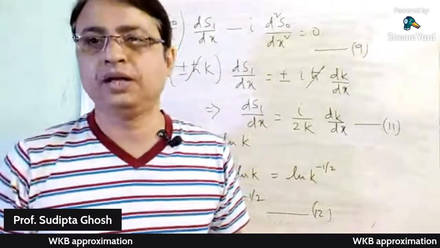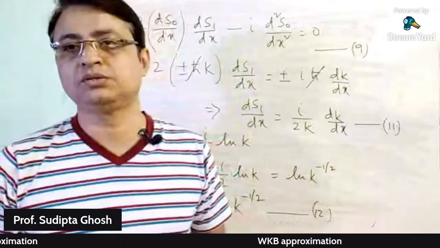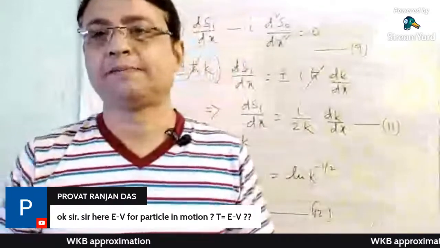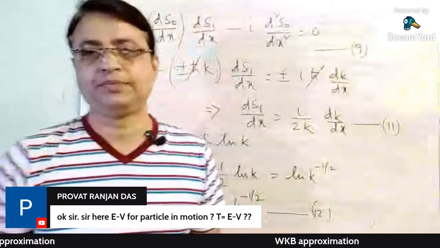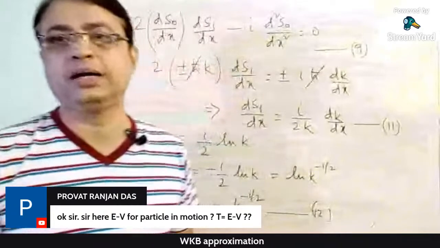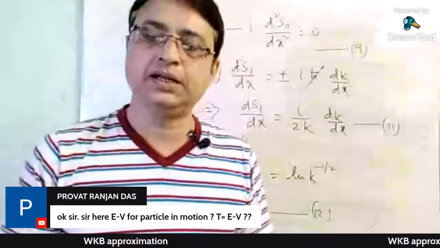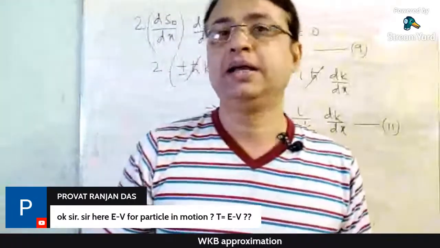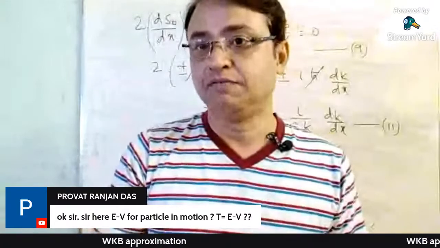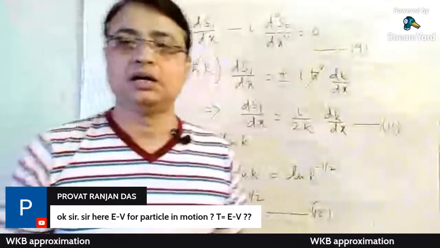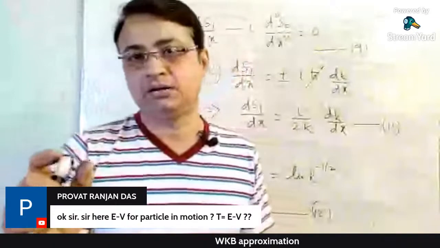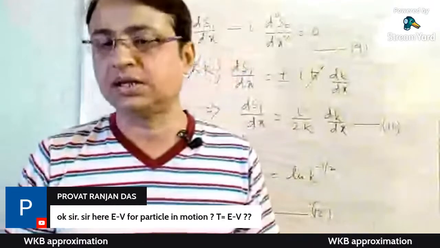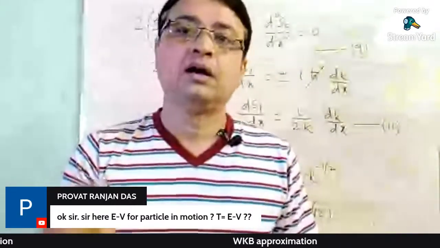Here E minus V for a particle in motion, T equals E minus V. Yes, that's right. Here I have taken the particle, and the energy of the particle is E minus V(x), as the potential here is varying, but it varies very slowly. So just remember these words, that the potential is not a constant one. It is actually varying very slowly.